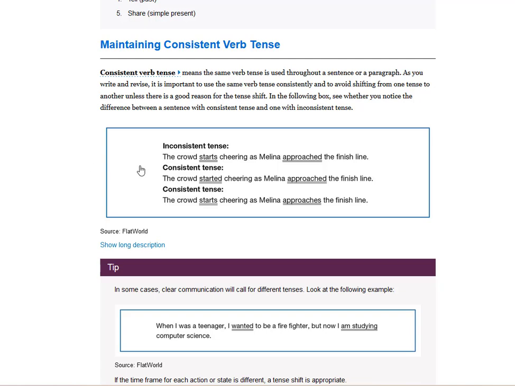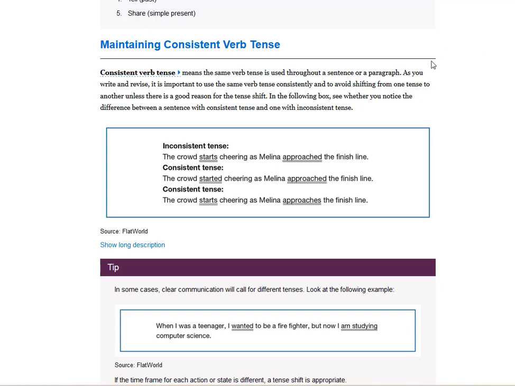So the inconsistent tense isn't correct. You don't write like this in your essay. So that's why you have to maintain a consistent verb tense. If you start the sentence in present tense, then all of the verbs in that sentence have to be in present tense. If you start the sentence with a past tense, then everything's got to be in past tense. Otherwise, if you have inconsistent verb tense, your sentence is wrong.